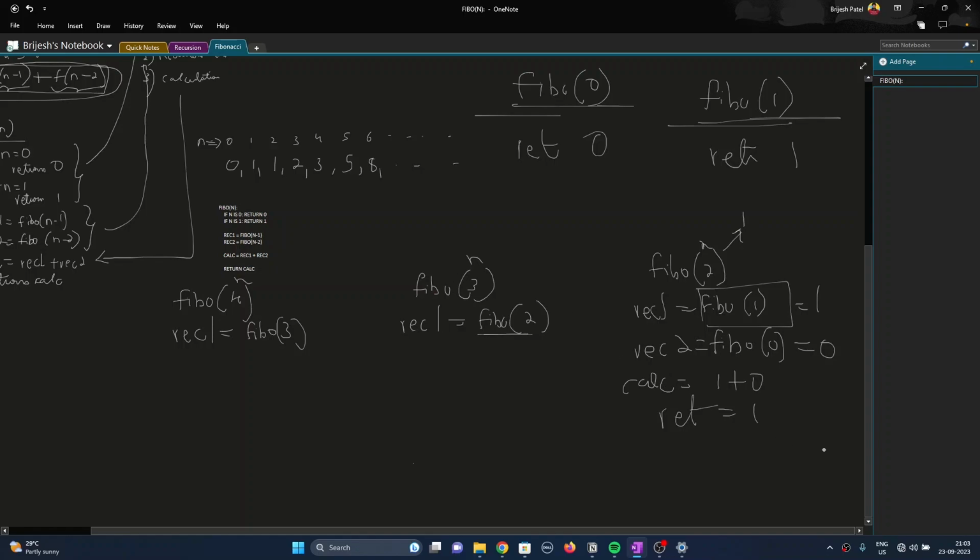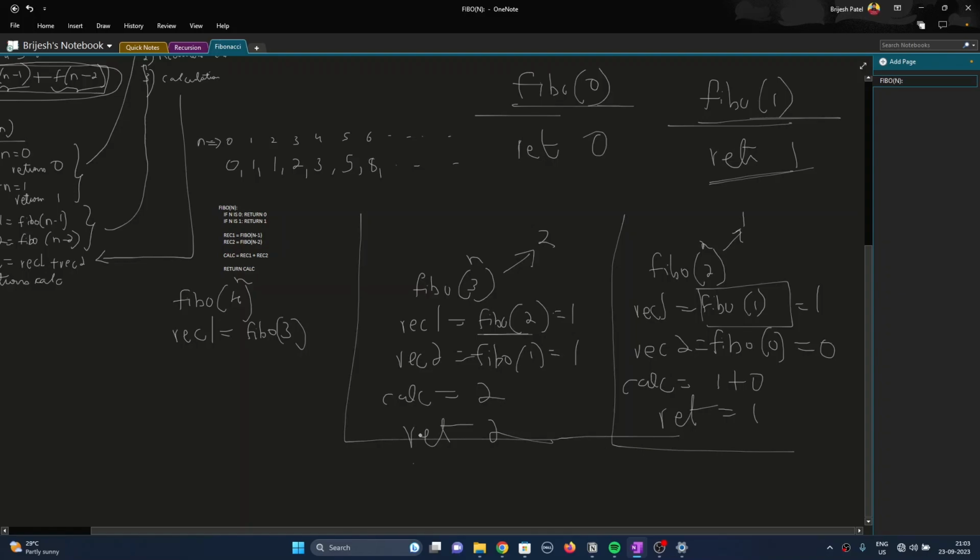Now we come back to Fibo of 3 because this is returning. This is where we called this, so we come back here. Now we have REC of 1 equals what this returned, that is 1. Then we go to the next line, which is REC of 2, which is again equal to Fibonacci of n minus 2. Here n value is 3, 3 minus 2, that will be 1. Now we already know that Fibonacci of 1 value is returned as 1, so this becomes 1 again. Then we do the calculation REC1 plus REC2, which is 1 plus 1, which is equal to 2. Then we return 2 here.